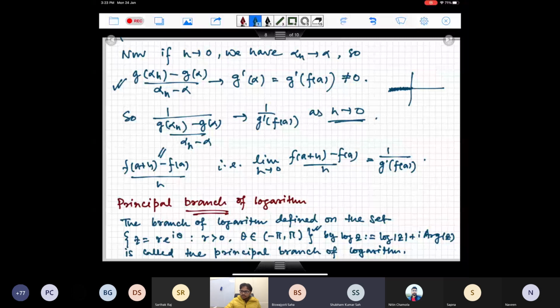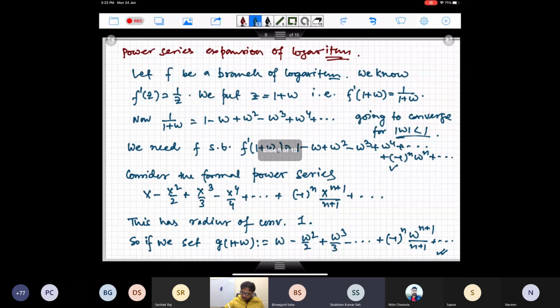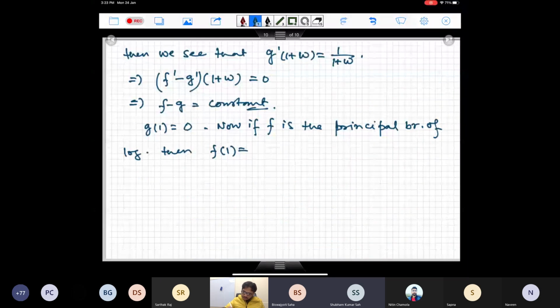Yes, 0, right? I told you that the principal branch of logarithm exactly matches the logarithm on the real line that you already know. So if f is the principal branch of logarithm, then f of 1 is also 0. So f minus g is a constant, g of 1 is 0, f of 1 is also 0. Therefore f must be equal to g.